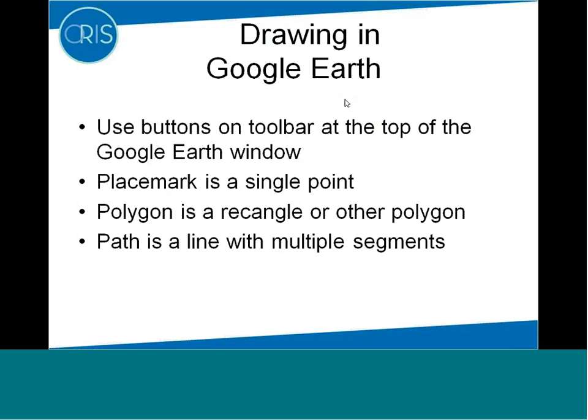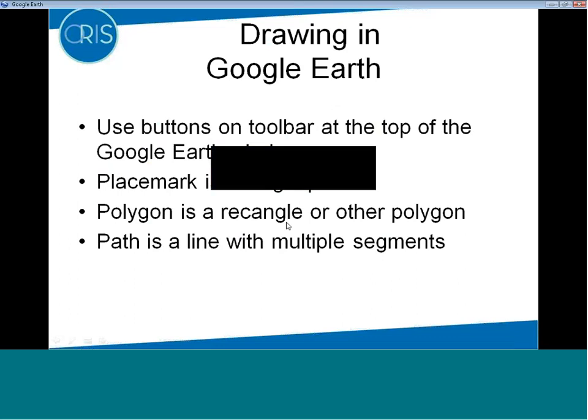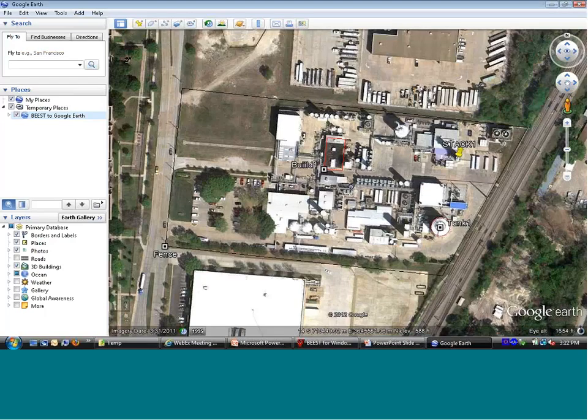And once you have opened your existing facility in Google Earth, or if you're starting from scratch, it doesn't matter. The process is pretty much the same. In Google Earth, there's a toolbar at the top of the screen, which has several buttons for drawing objects. Going from left to right, you have add a place mark, add a polygon, and add a path. These are the three buttons that we're concerned with.